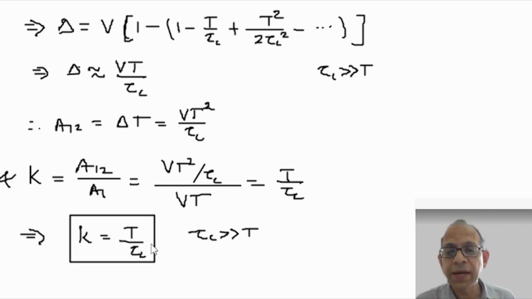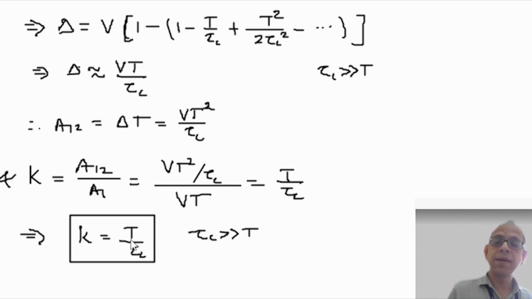Interestingly, note that no tau g appears here. That is, the amount of crosstalk here is independent of the guard time. So the guard time only affects crosstalk when we talk about the high frequency limitation of the channel. But as far as low frequency limitation is concerned, the guard time does not appear in the expression. So I hope this is clear.